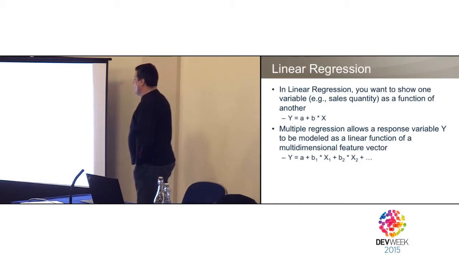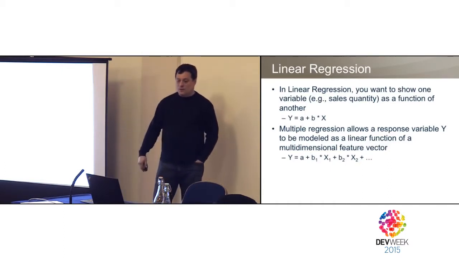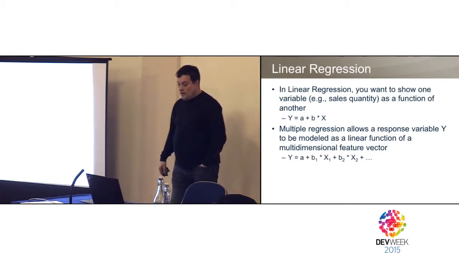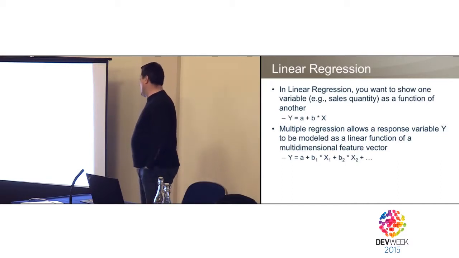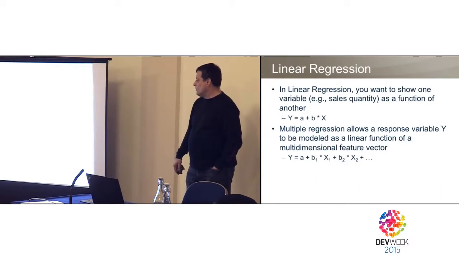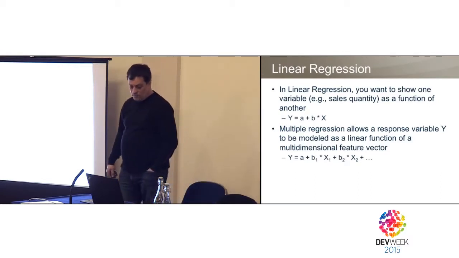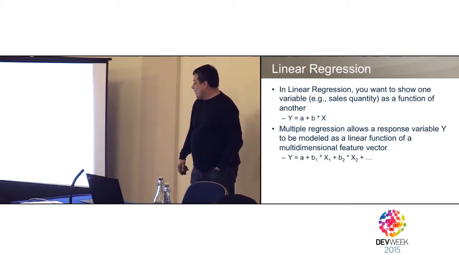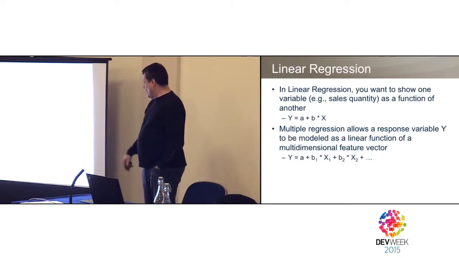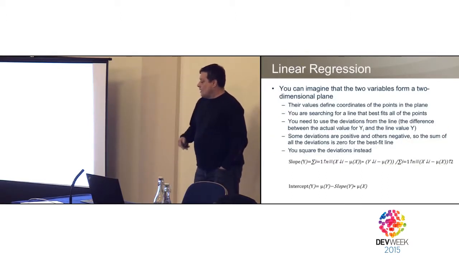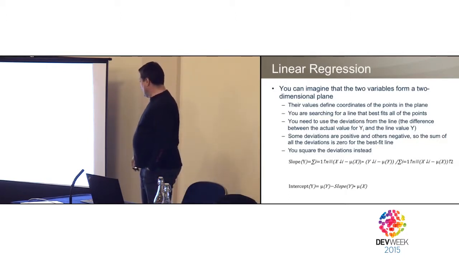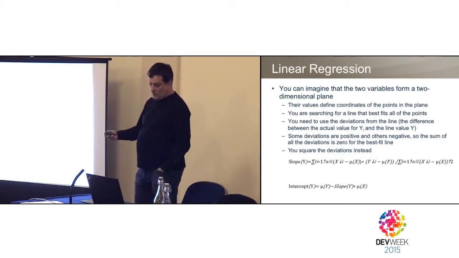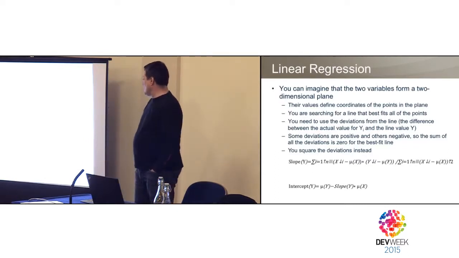So in linear regression, we want to show one variable as a linear function of another, like y equals a plus b multiplied by x. In multiple linear regression, we have more than one independent variable, or a multidimensional feature vector that consists of these multiple independent variables. So y equals a plus b1 multiplied by x1 plus b2 multiplied by x2 and so on. So let's start with one dependent and one independent variable. These two variables form a two-dimensional plane, and the values define coordinates of the points in this plane.